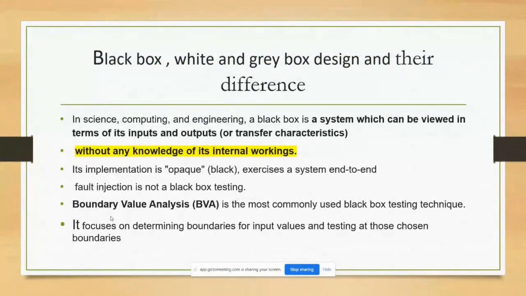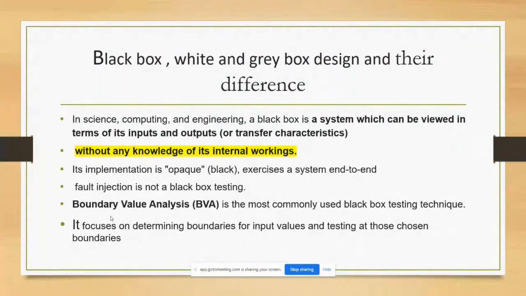Now there is a dilemma of black box, white box, gray box. What does it exactly mean, and what are the differences between these boxes? These are the different things that we come to know in science. A black box is a system which can be viewed in terms of its inputs and outputs, without any knowledge of its internal working. It is a black box where we don't know anything about how it works. And fault injection is not black box testing; it is implemented as an opaque exercise of a system end to end. Particularly if we don't know anything in detail, then it is a black box in simple words.